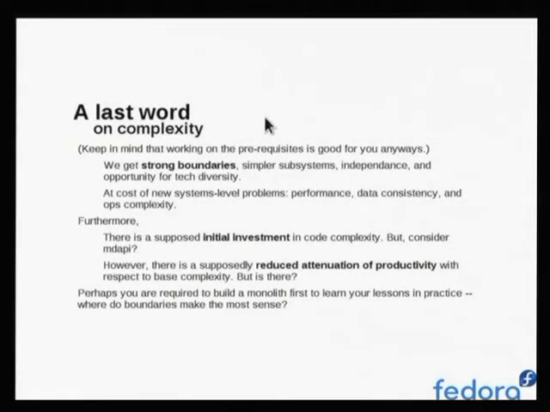A last slide on complexity. By doing microservices, we're going to get stronger boundaries between our systems and less bleeding of functionality and implementation between them. Simpler subsystems, they'll be independent of one another, so we can change them and take them down without that much coordination or worry.